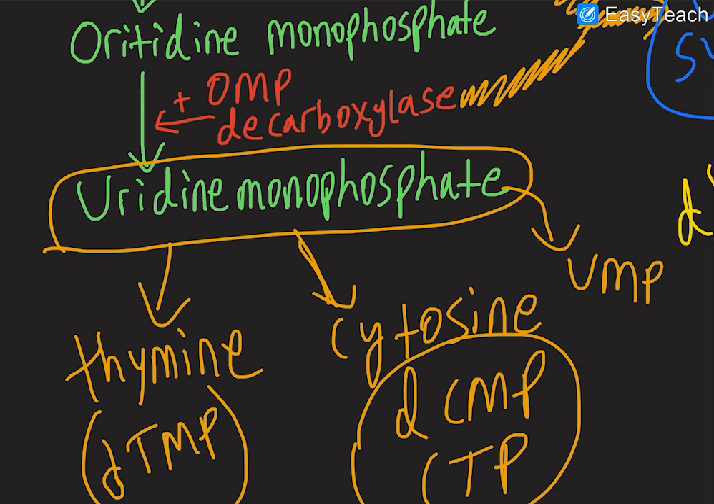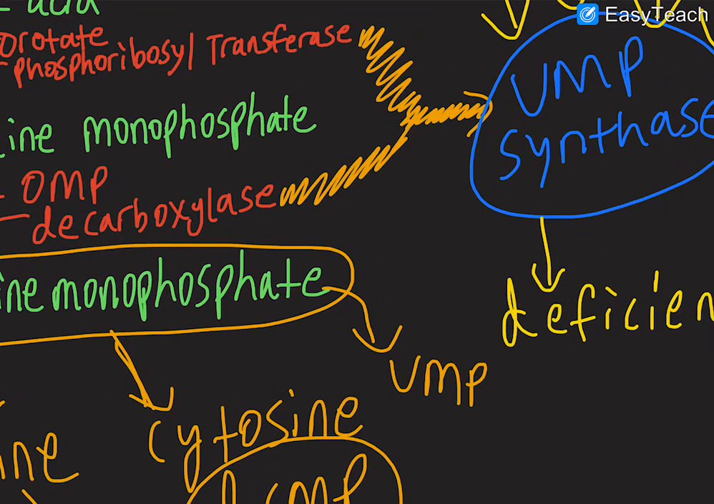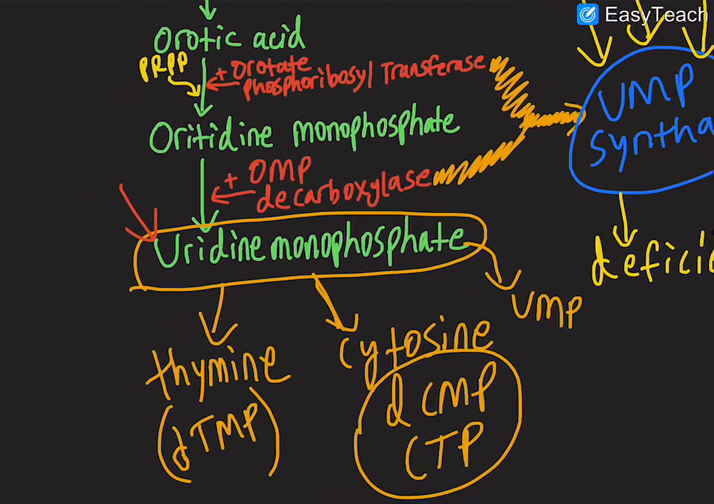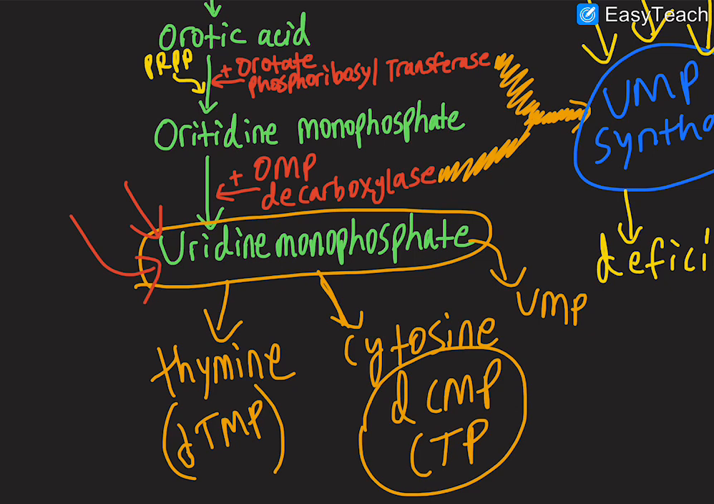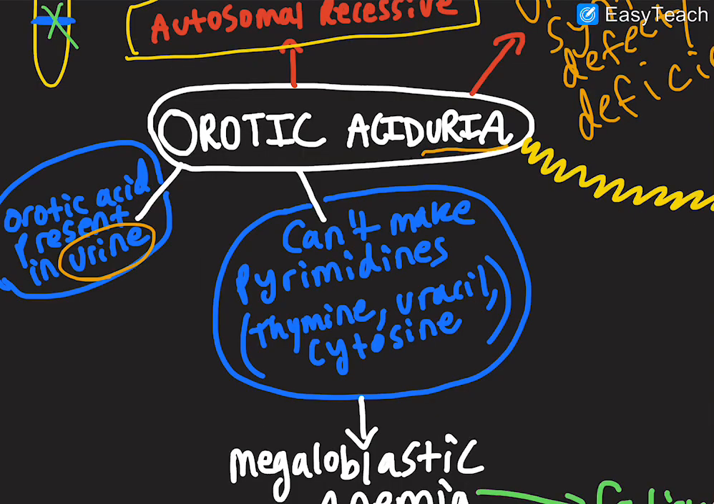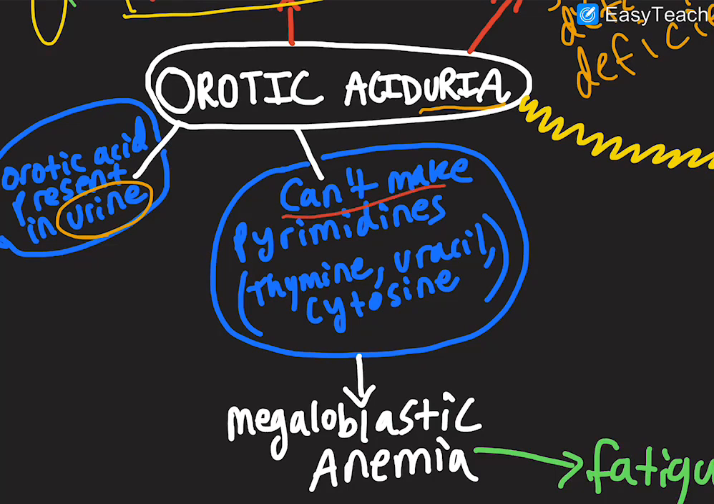So if you cannot make UMP, because UMP synthase is deficient, or you have a defect in this gene that makes it not possible to even have UMP synthase, that means you won't be able to synthesize UMP. So if you can't synthesize UMP, then you can't make your pyrimidines like thymine, cytosine, and uracil. So that's that for UMP synthase deficiency. That's what we mean by you cannot make your pyrimidines if you're deficient in UMP synthase.